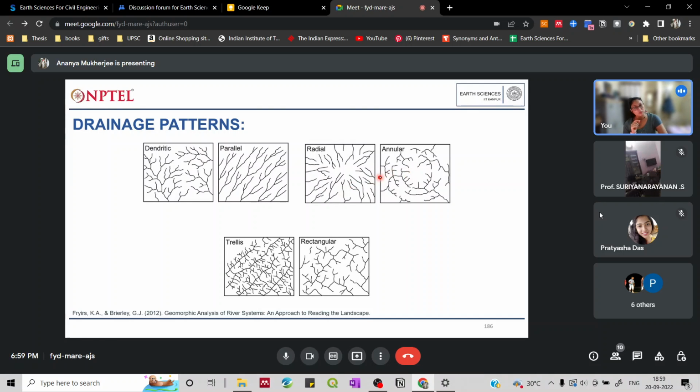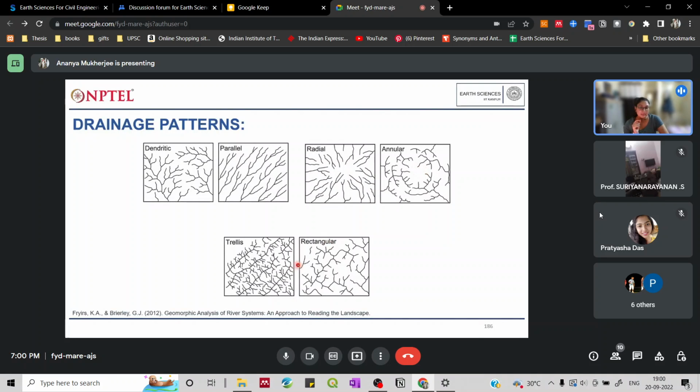Now radial and annular are very much related to domes and dome structures. Radial happens near volcanic eruptions, and then annular happens where this can be a dome in between or this can be a basin over here.